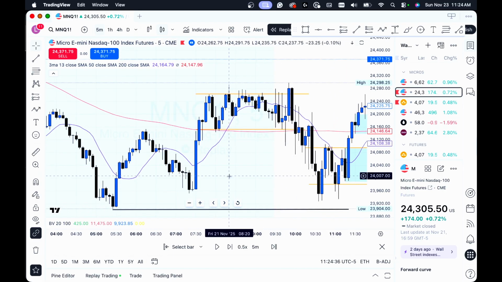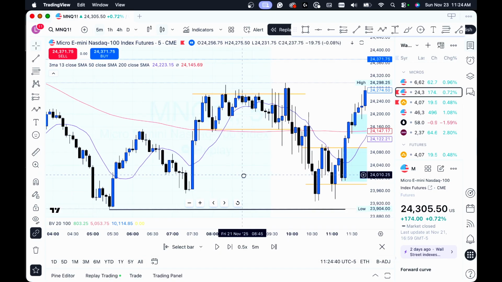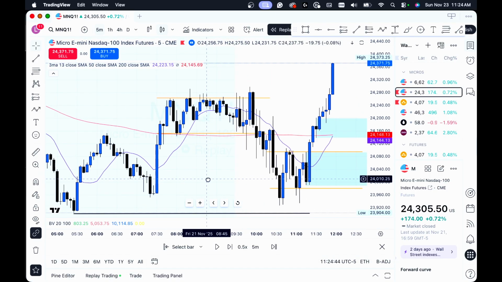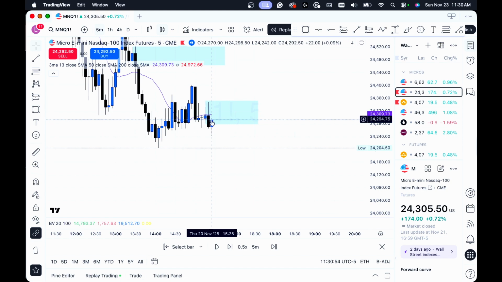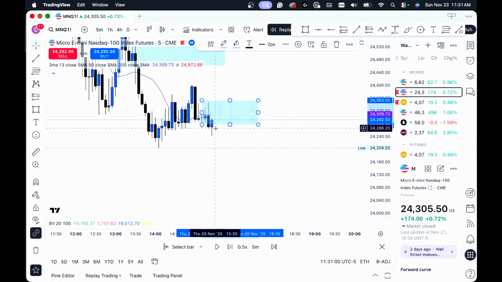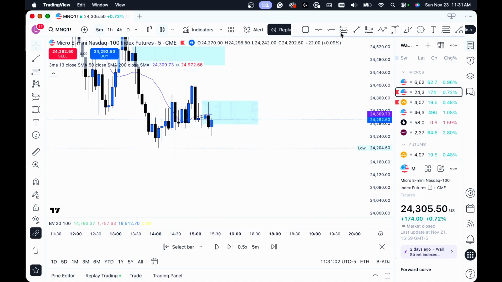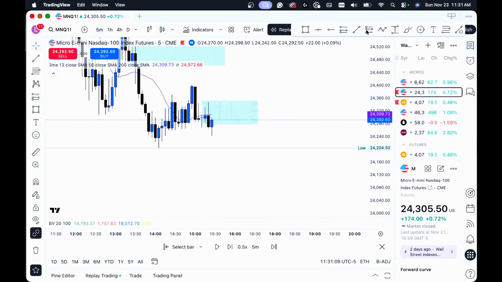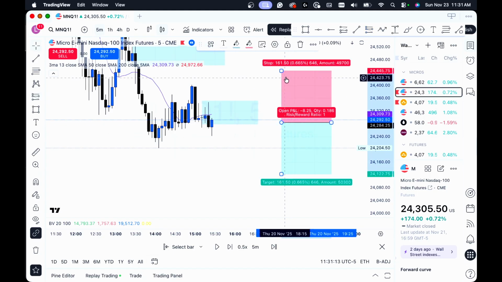That is all. You know what I'm saying? That's all. Let me show you a supply setup. Price breaks your structure and you mark your zone. Price taps. You grab your short tool. You place your short tool.